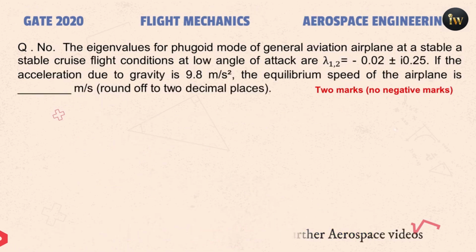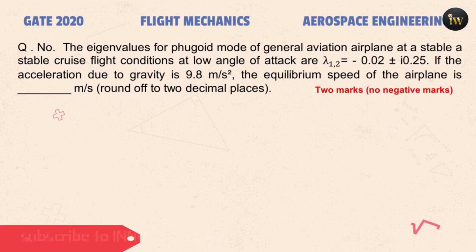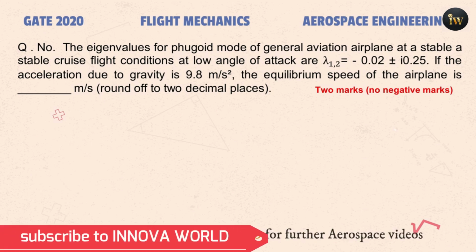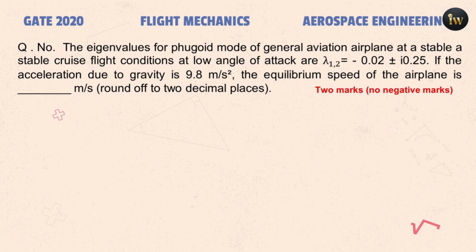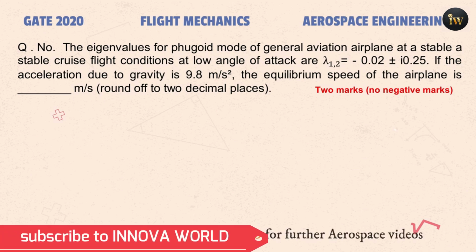The eigenvalues for the phugoid mode of a general aviation airplane at a stable cruise flight condition at low angle of attack are lambda 1,2 equals minus 0.02 plus and minus i 0.25. If the acceleration due to gravity is 9.8 meters per second squared, the equilibrium speed of the airplane needs to be found in meters per second, rounded off to 2 decimal places. This question also carries 2 marks and no negative marks.